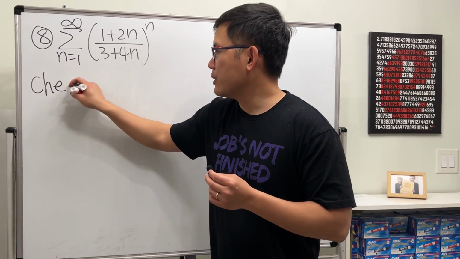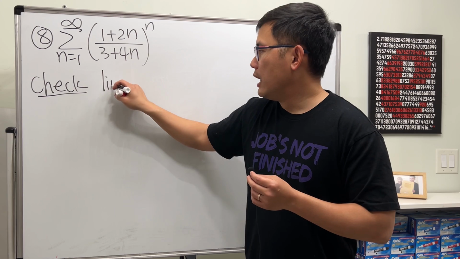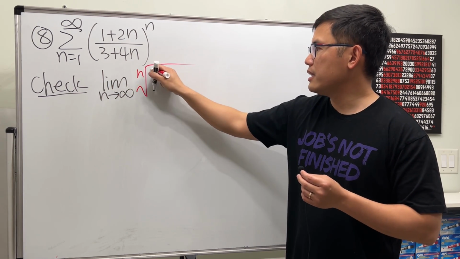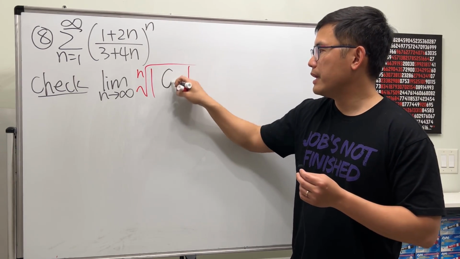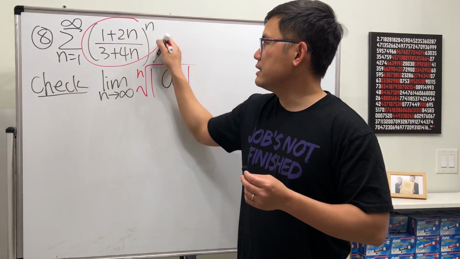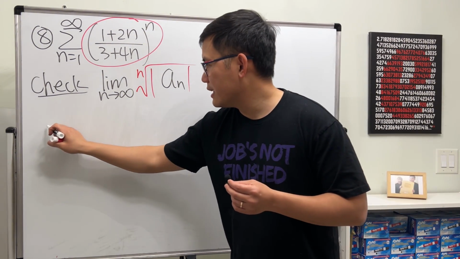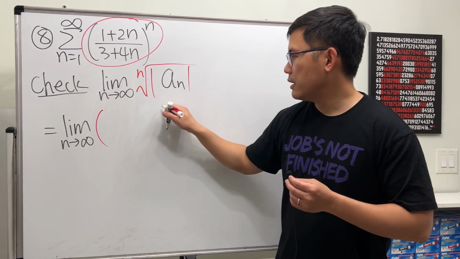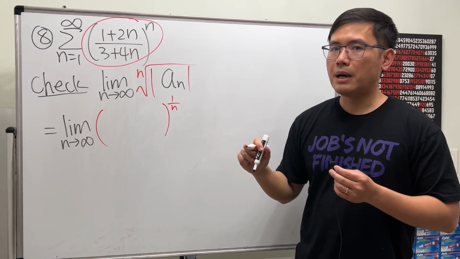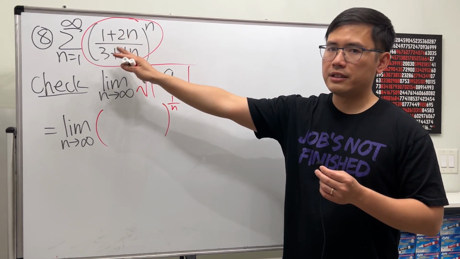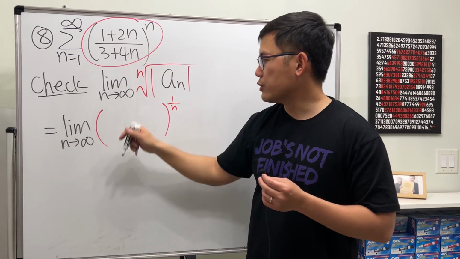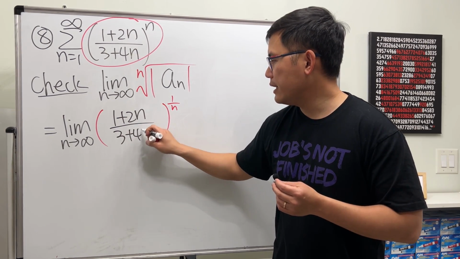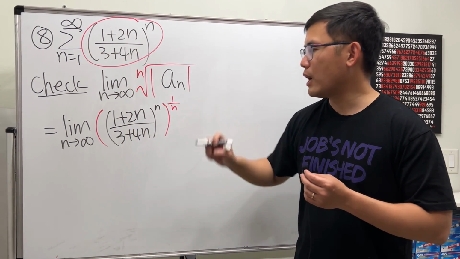So here, we are going to check the limit as n goes to infinity, and then we take the nth root, and then here we have to put the absolute value of a_n. This is the a_n, and then just do it. Here is the limit as n goes to infinity. The nth root is the 1 over nth power, and the absolute value doesn't matter because everything is positive. And I will just put down 1 plus 2n over 3 plus 4n, and then raised to the nth power.